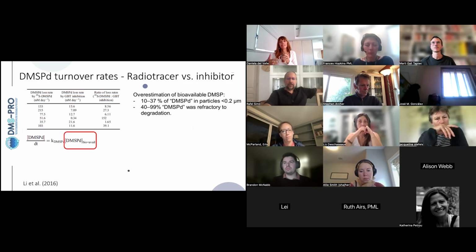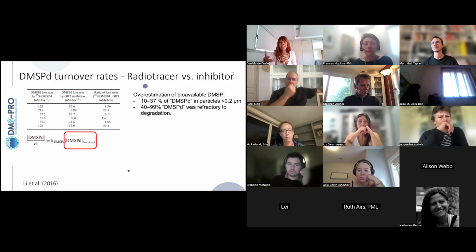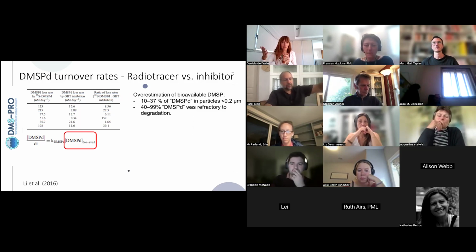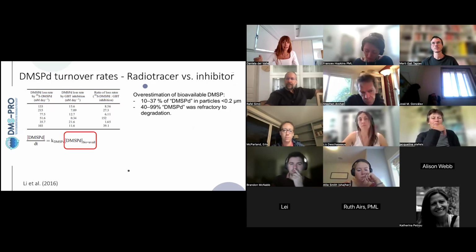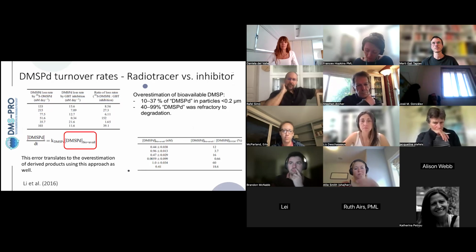And the reason for that is that we normally define dissolved DMSP simply as the DMSP that goes through a GFF filter. And they found that between 10 to 37% of what we call dissolved DMSP was actually associated with particles bigger than 0.2 microns, probably bacteria. So it was not truly bioavailable. And not only that, but also 40 to 99% of that dissolved DMSP was refractory to degradation. So again, not really bioavailable.